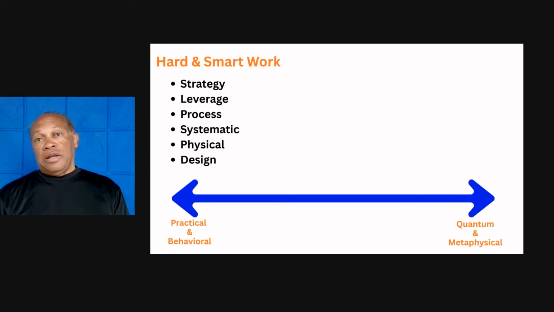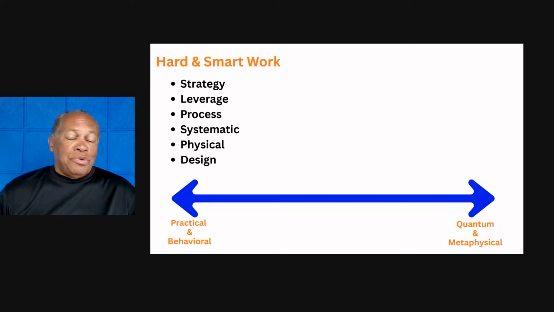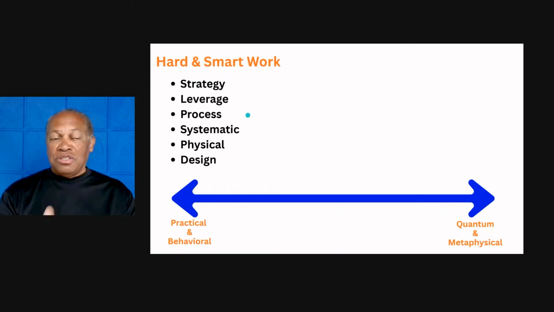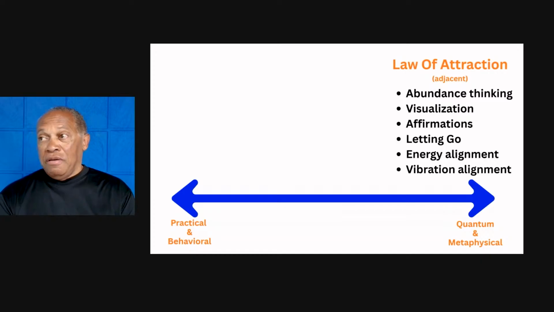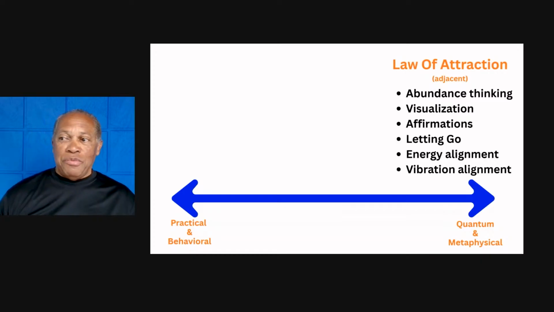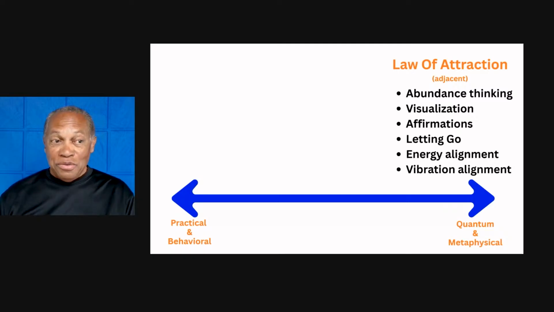So on the left side, and I don't think anyone would disagree with this, we have the strategy, leverage, process, systematic or systemic, physical, design, right? Design, build, implement, test, follow up, all of that. So on this side, and it resonates, people get it. You start talking about these things, and you're going to lose a C-suite audience. Right? Abundance thinking, visualization, affirmations, letting go, detachment theory, energy alignment, vibration. That's not going to fly when you're talking to executives.